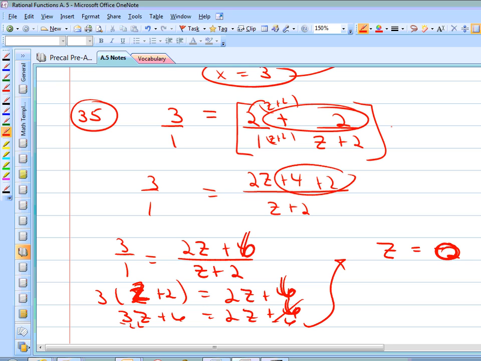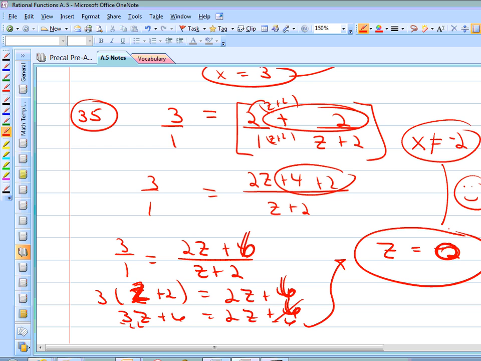We forgot our restrictions a while ago. Our restrictions were z could not equal negative 2. And so our answer is z equals 0. I think we're okay with the restrictions. So z equals 0 is our solution. Sorry about that. All right, let's move on to 37.